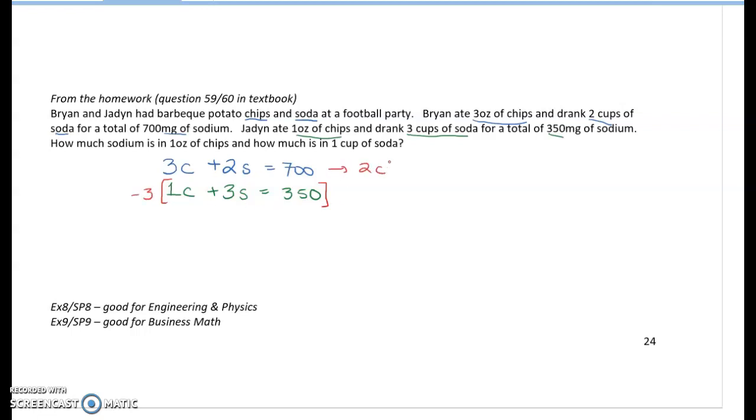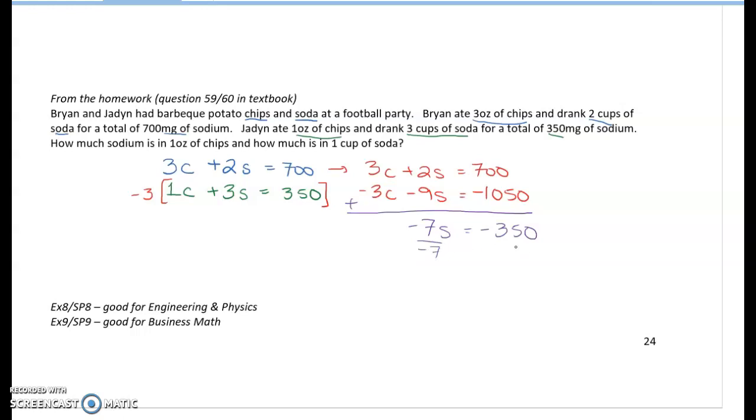So 2, not 2. Sorry about that. Try that again. 3C plus 2S equals 700. And then -3C minus 9S equals -1050. Then we'll stack and add. So it's going to be -7S equals -350.